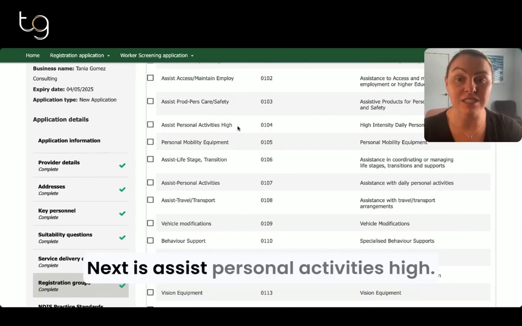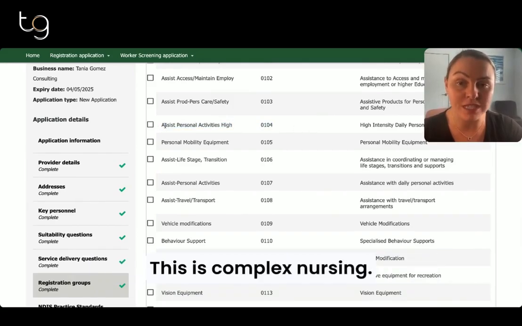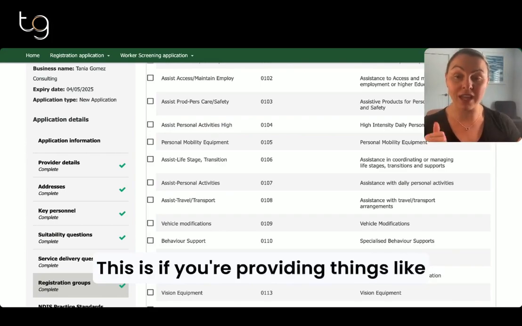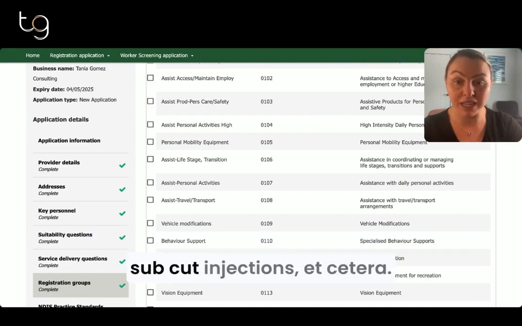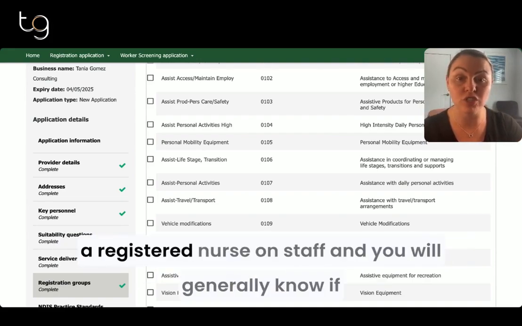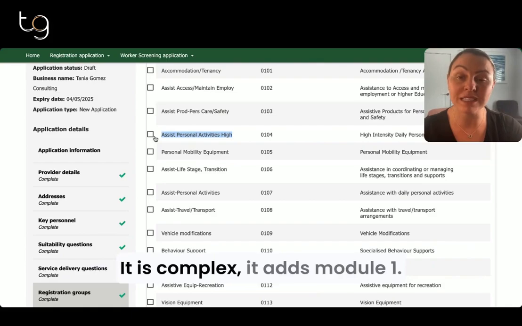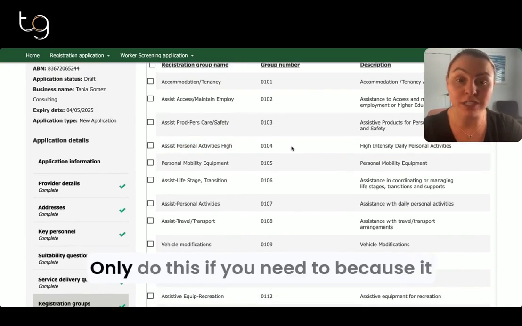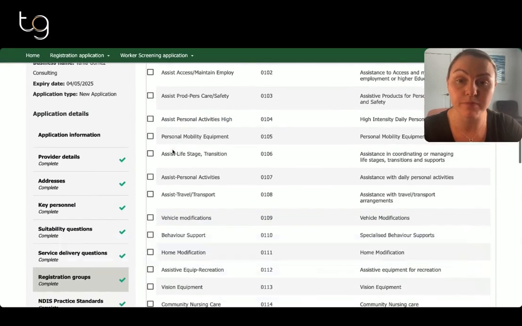Next is assist personal activities high. This is known as module 1. This is complex nursing. This is if you're providing things like peg feeding, tracheotomy support, complex wound care, subcut injections, etc. For this, you need to be a registered nurse or have a registered nurse on staff, and you will generally know if this is a support that you want to be providing. It is complex. It adds module 1. Only do this if you need to because it adds costs and complications to your audit process.